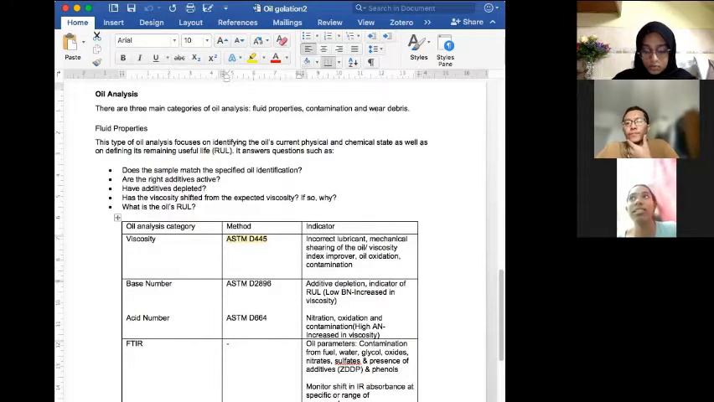So from there, let's say it shows you that it's because of oxidation, because of glycol, or because of water, then the next step for water is you can do your moisture content test to determine the moisture inside the oil.